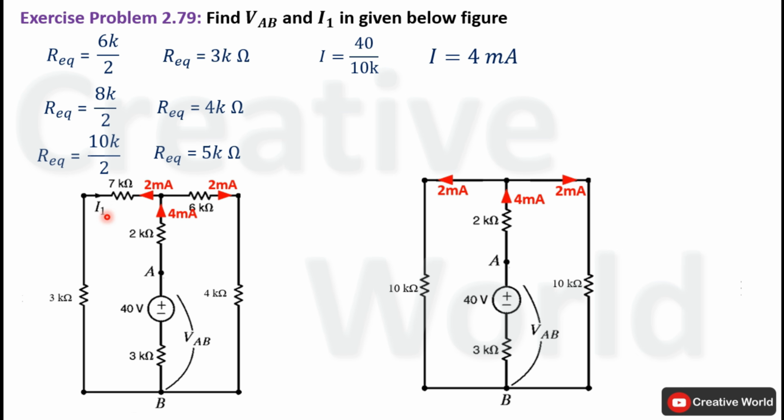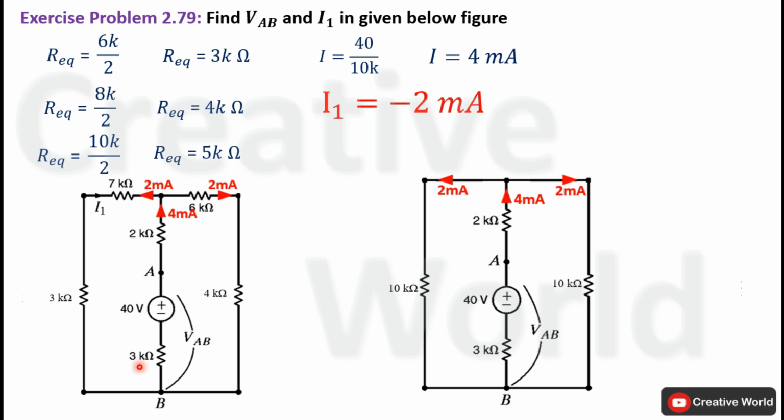But the direction of current I1 given in the network is opposite to the direction of the original current. So the value of current I1 will be minus 2 milliampere. Here the minus sign indicates that the direction of current I1 inside this network was taken in the wrong direction. The actual direction of current is opposite to the assumed direction of current I1. Now we do not have to further expand the network because we have calculated current I1.